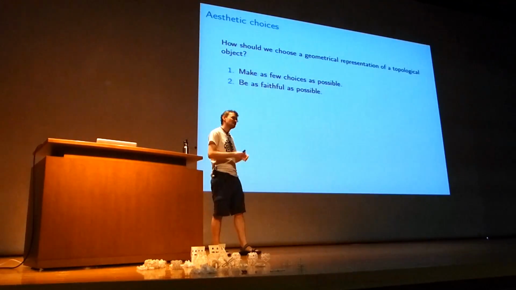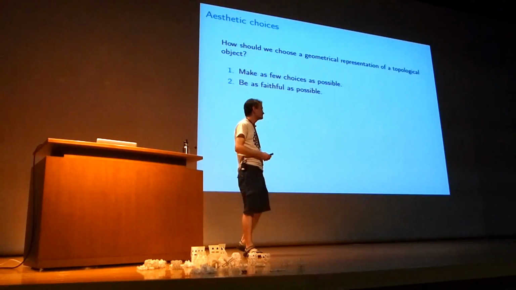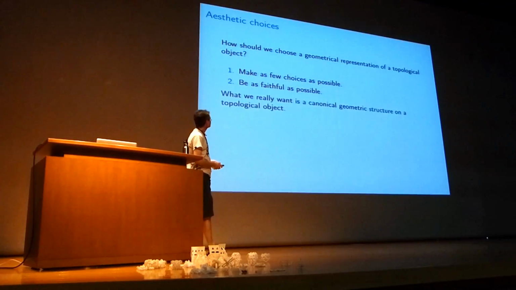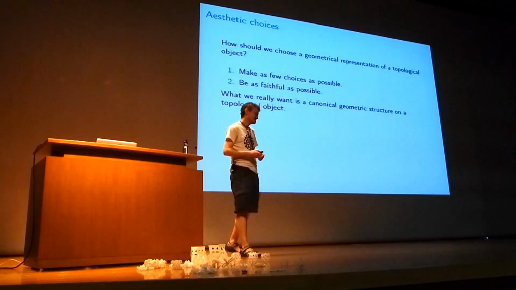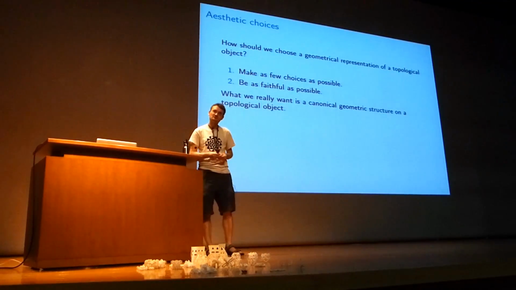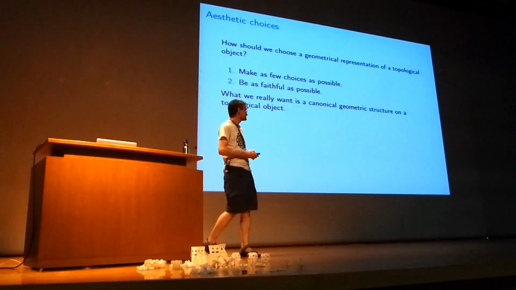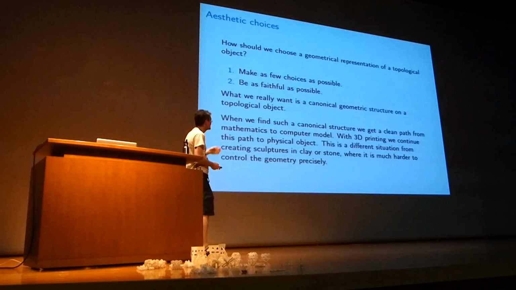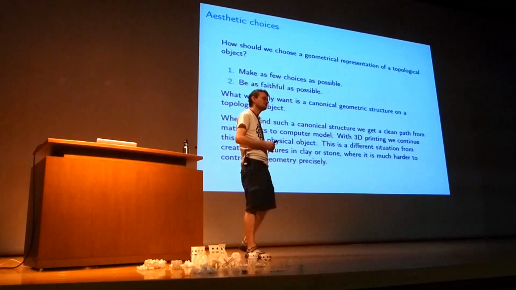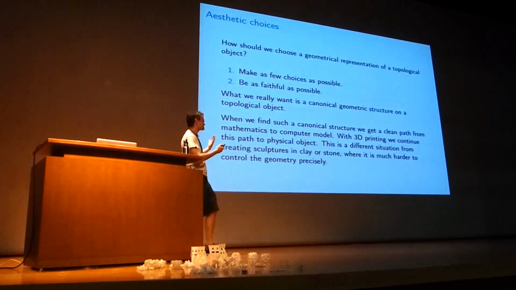So if the topological object has symmetries, then the geometric representation of the object should also have those symmetries. And so really, I'm arguing for parametric being the way to go if you can. If you can find a canonical geometric structure on a topological object, then that's what you should be using. And it's telling you something more about the object. And there's something sort of new here with 3D printing over other ways that people have used mathematical visualization in the past.